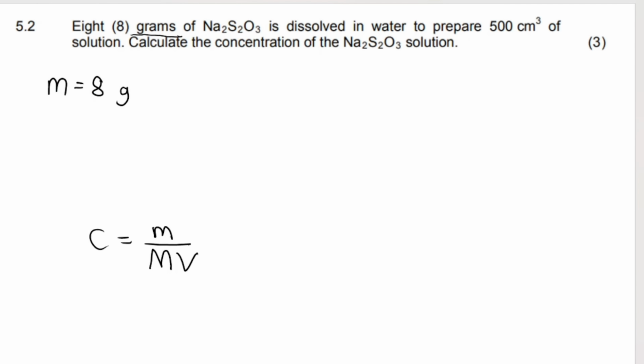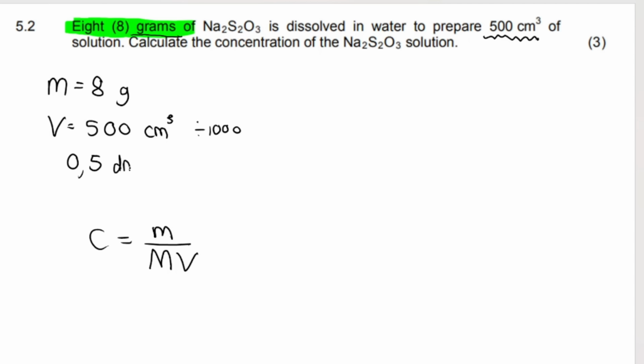So reading the question, I can see that I have 8 grams of my solute. So my mass is 8 grams. And then they say that it's dissolved in water to prepare 500 cubic centimeters of solution. Now they don't tell me that this is the volume, but by looking at the unit, cubic centimeters, we know that that represents volume. But you should know that if you make use of the concentration formula, that cubic centimeters needs to be converted to cubic decimeters. And to do that, we divide by 1,000. So if I divide 500 by 1,000, I'm going to get 0.5 cubic decimeters. That is now my volume that I'm going to sub into my formula.